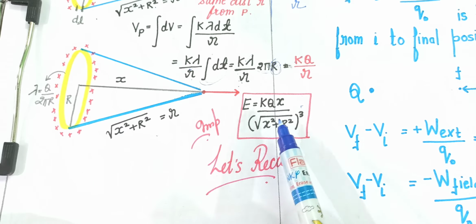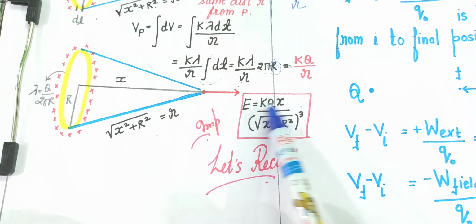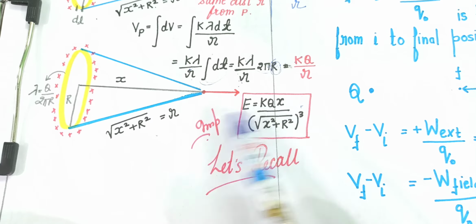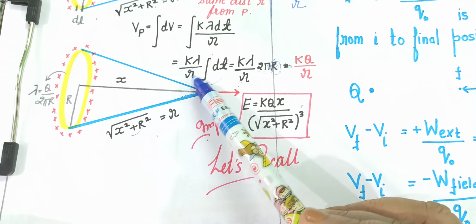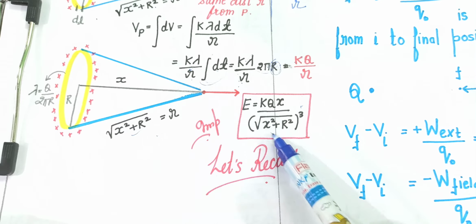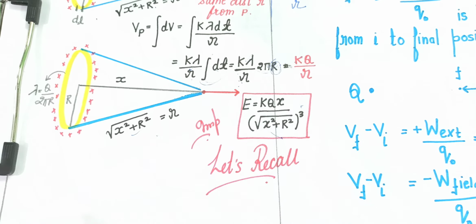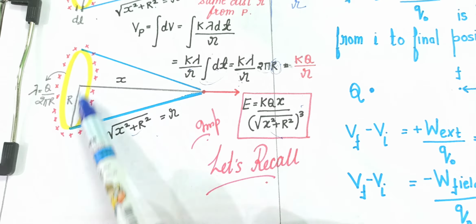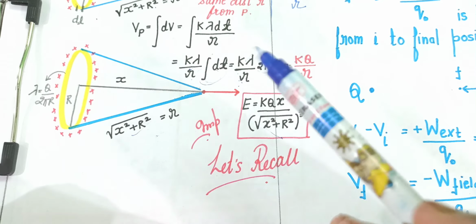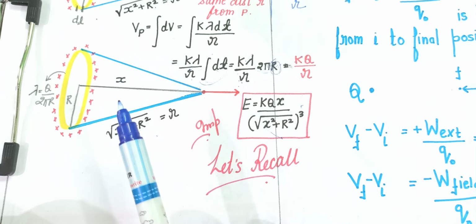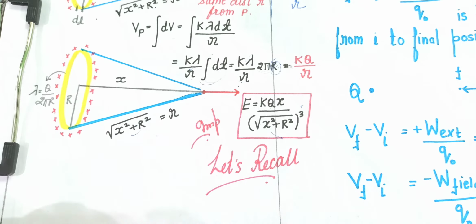You have to remember that the variation of electric field with x is a complicated one. First the electric field increases, then decreases to 0 with x, and it is maximum at x equal to r upon root 2 distance. So we have recalled the electric field also. Now we are going to jump on a very, very important topic, that is relation between electric field and potential difference.